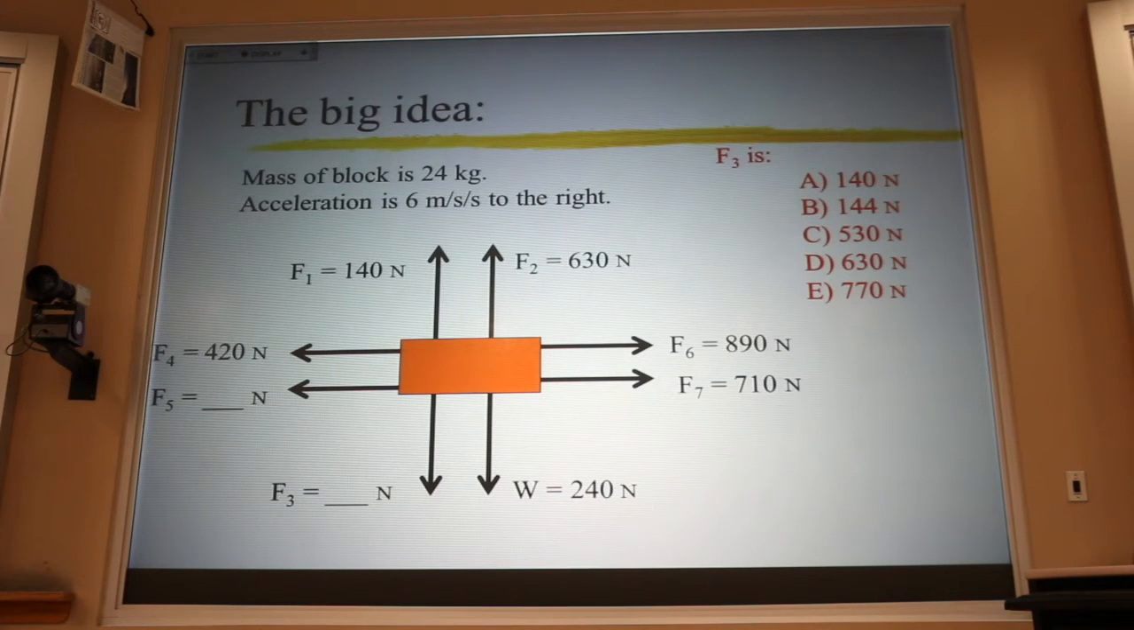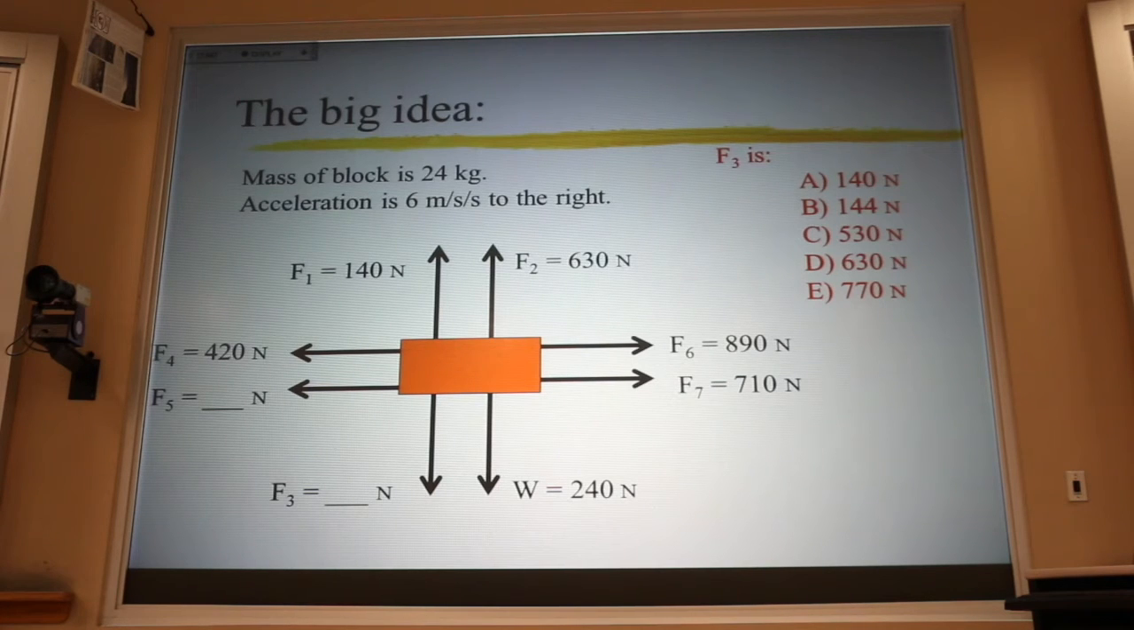Now, since I'm looking for F3, I'm interested in the y direction. And in the y direction, there's no acceleration. Now, this is the part that some of you are missing. How to use this equation. You expand out F net by writing all the forces in the y direction. But you have to add them up as vectors.